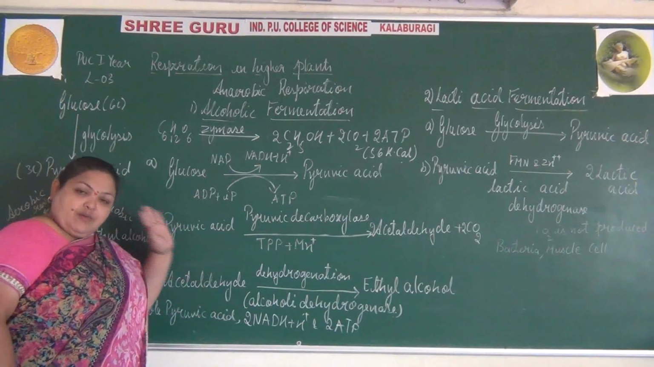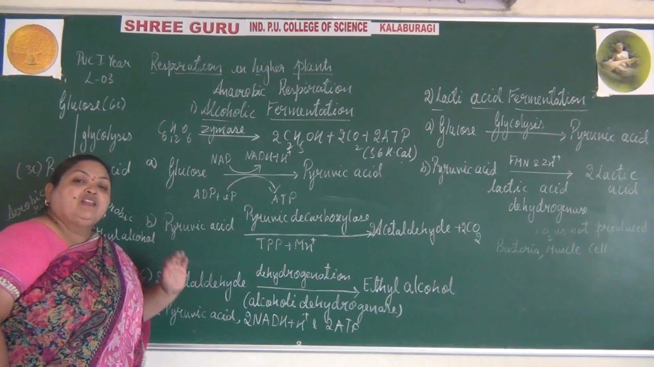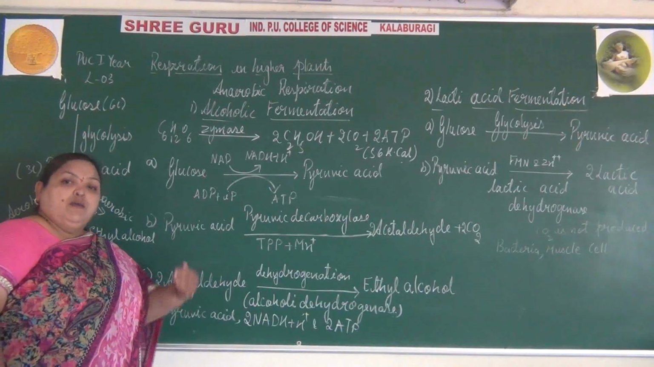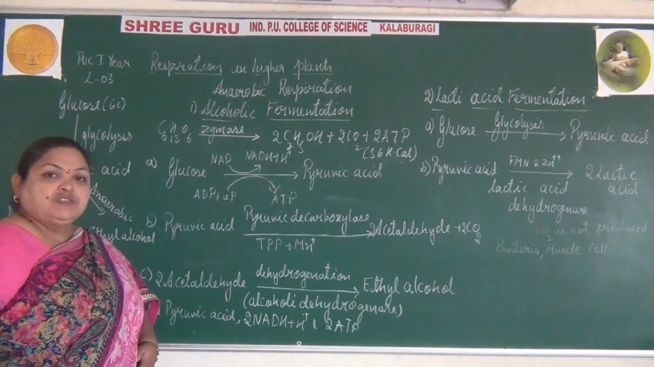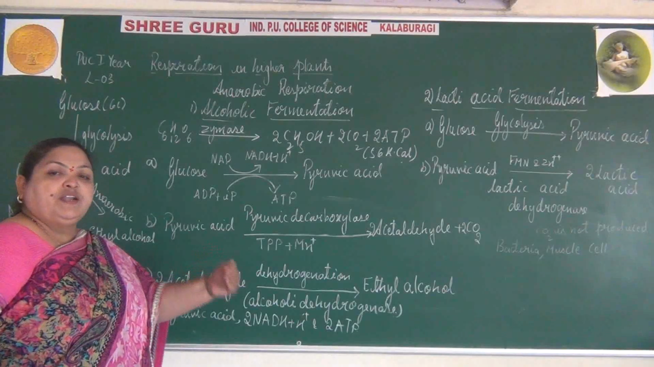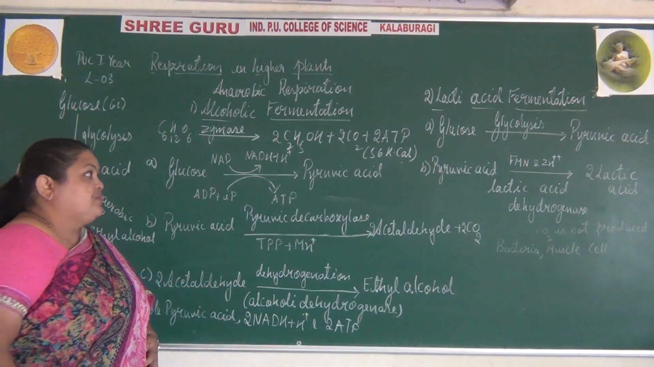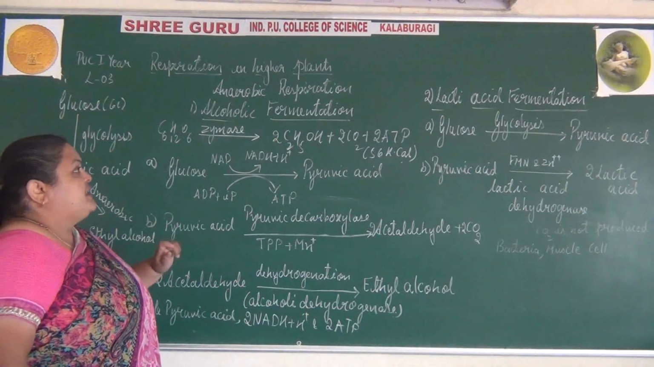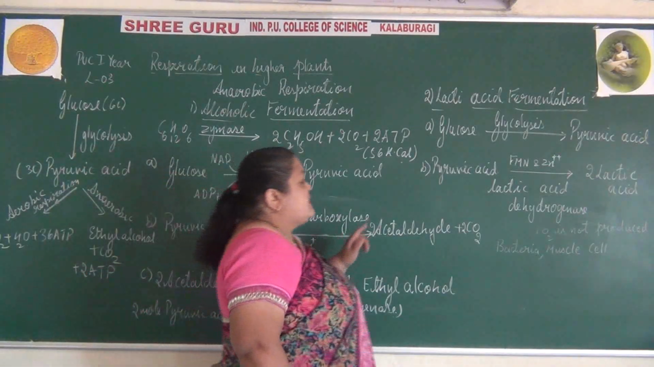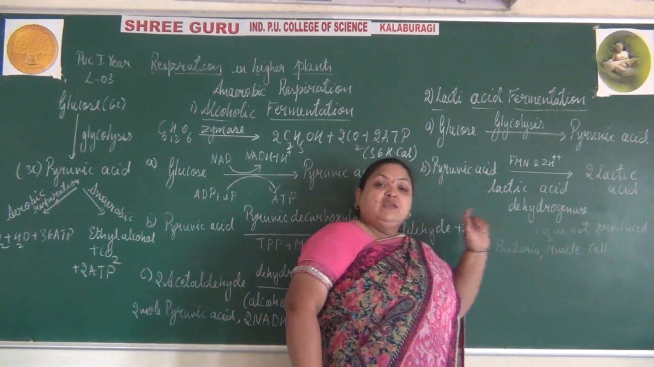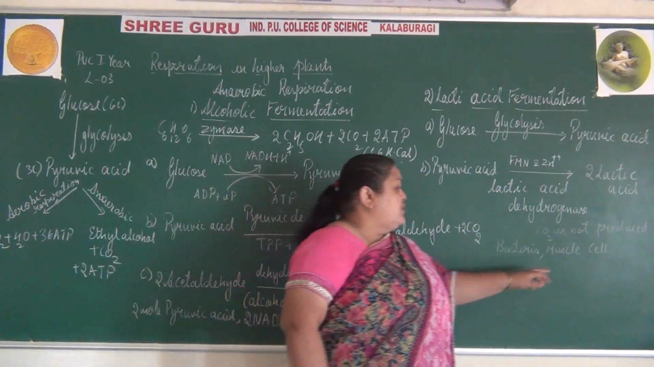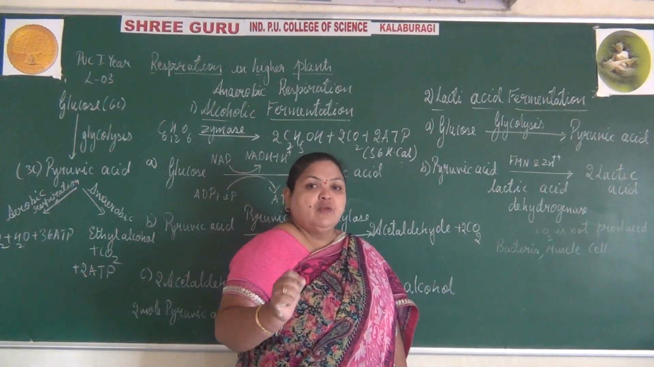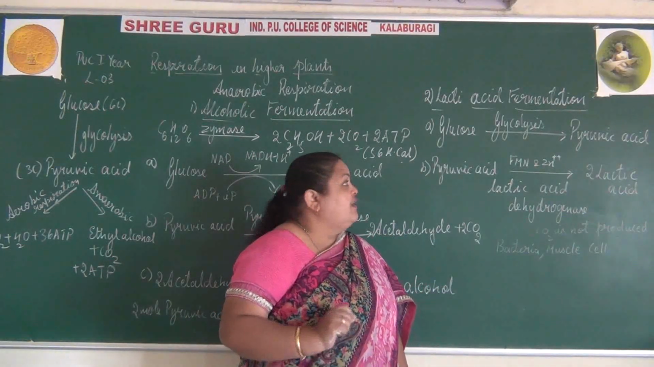So this alcohol fermentation is used in most of the malting industries or brewery industries for the formation of different types of alcoholic drinks. Then the next part of anaerobic respiration occurs in bacteria, some fungi, and also in the muscle cells of higher groups of animals.